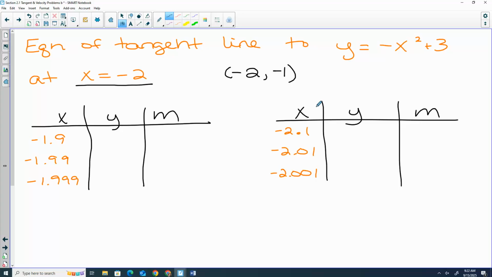All right, let's divvy up the work. Sam, do you want to plug in negative 1.9? Do that one. Anna, do you want to do negative 1.99? Cole, do you want to do negative 1.999? And you can check in on that one. Hunter, do negative 2.1. Bryson, do negative 2.01. Tanner, negative 2.001.